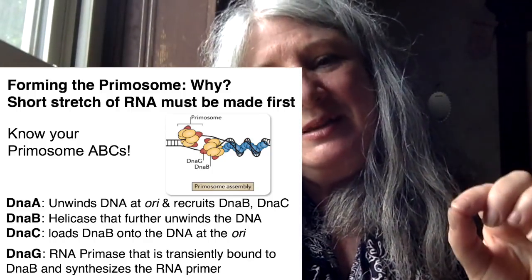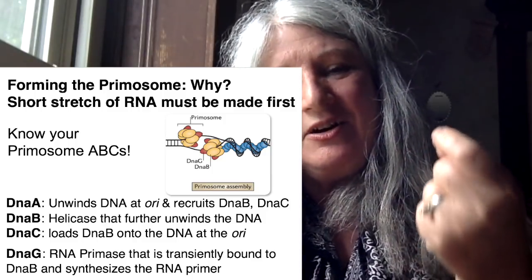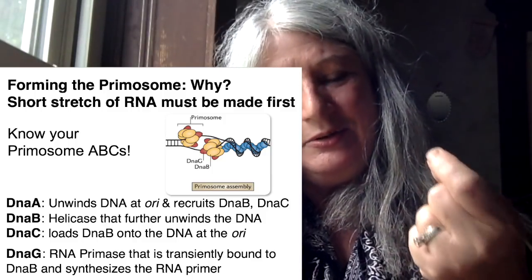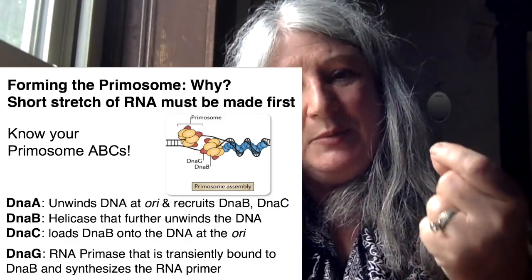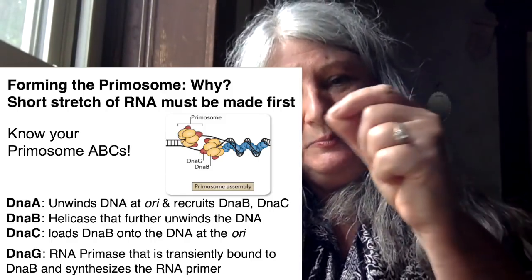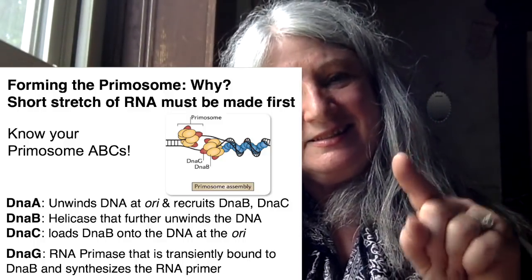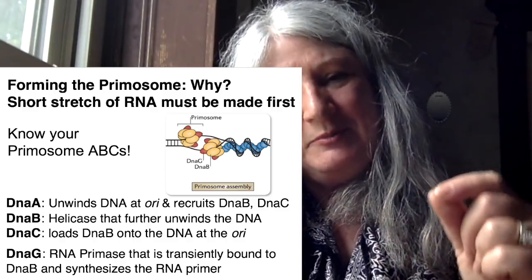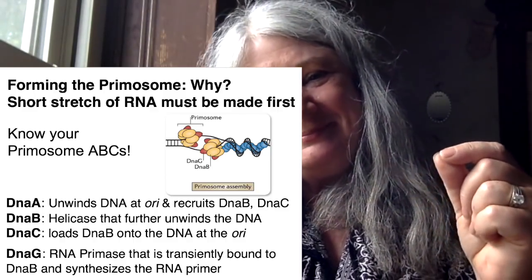So DNA B is associated with the primase. This primase is called DNA G in E. coli. And this primase is going to synthesize RNA primers that help get replication going. Because remember, DNA synthesis cannot happen without a primer first. And in this case, we're going to use an RNA primer.